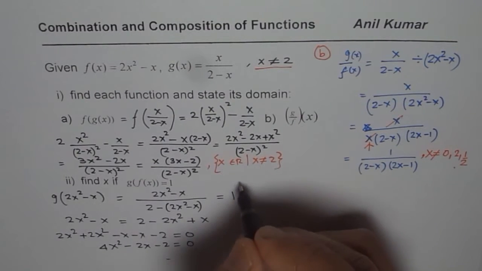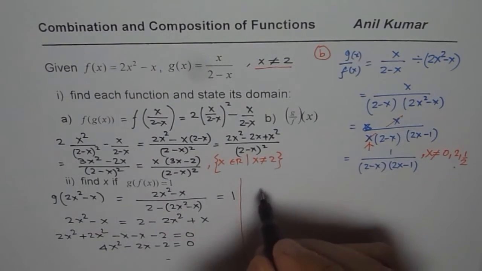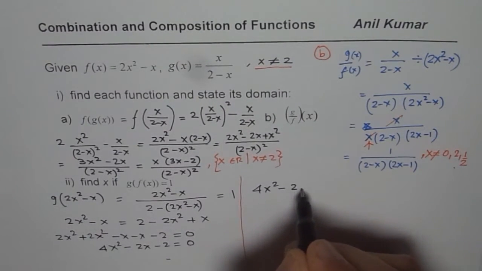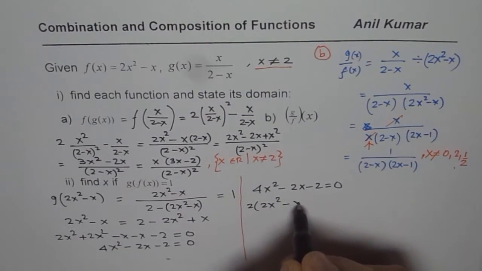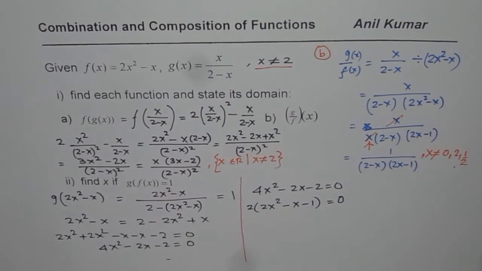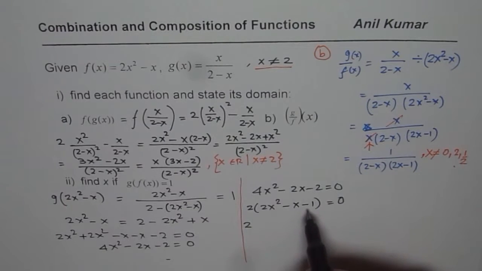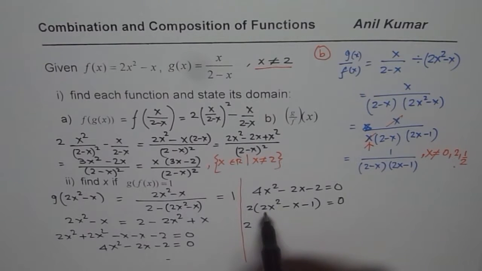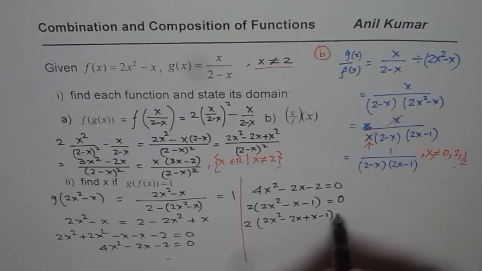Let us see how to solve this equation. So 4x squared minus 2x minus 2 equals 0. 2 is common. So it is 2x squared minus x minus 1 equals 0. Now the product is minus 2 and sum is minus 1. So we can actually factor this, right? So let's factor. The two numbers will be minus 2 and 1. So we could write the center term as 2x squared minus 2x plus x minus 1 equals 0.